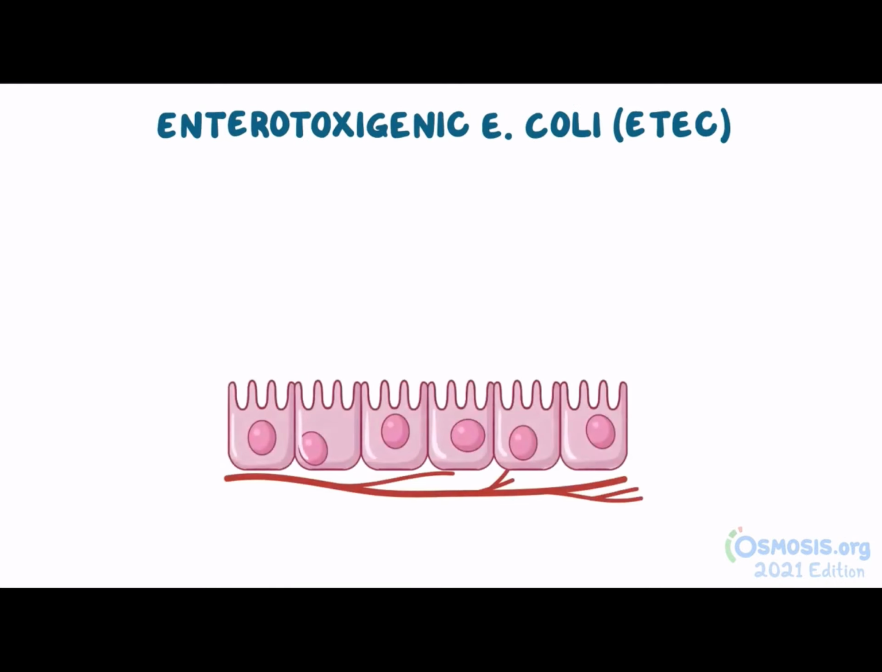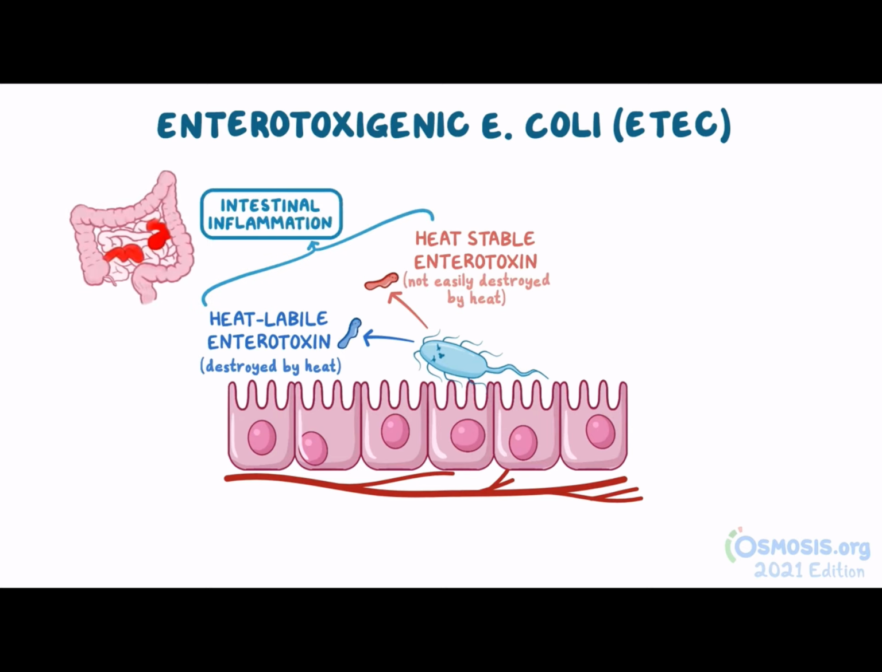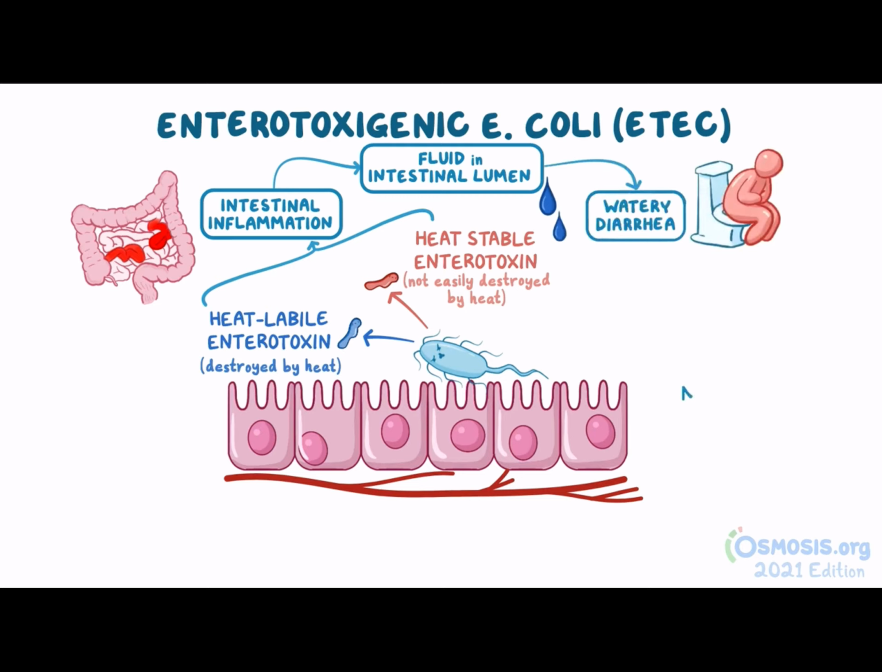Okay, next up, there's enterotoxigenic E. coli, or ETEC. After using its fimbriae to attach to the intestinal mucosa, it starts releasing two types of enterotoxins: heat-labile enterotoxin, which is easily destroyed by heat, and heat-stable enterotoxin, which is not easily destroyed by heat. Both of these toxins cause intestinal inflammation, which leads to a lot of fluid being secreted in the intestinal lumen, causing watery diarrhea. But there's usually no intestinal wall destruction, and as a result, no bleeding.